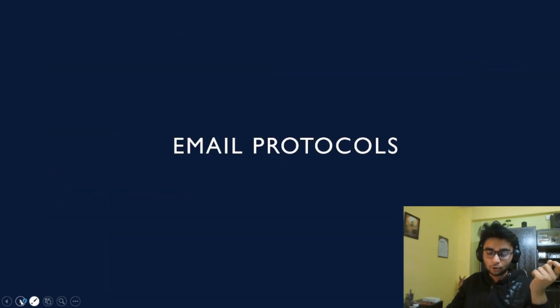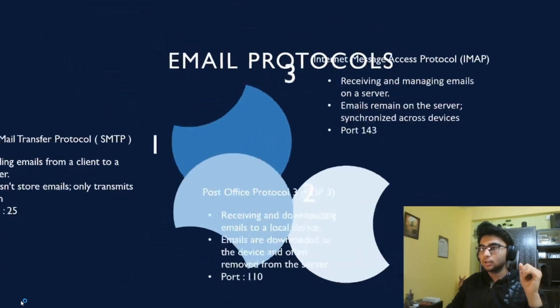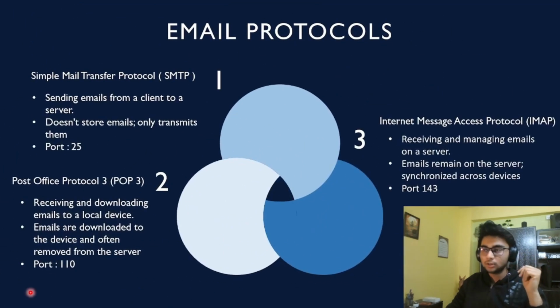Now let's talk about the email protocols, and this is one of the most important protocols of this module. So there are generally three protocols. One is SMTP, then we have POP3, and then we have IMAP. SMTP is just used for sending emails from client to server. This is very primitive and very basic, and it doesn't store the email, it only transmits it. Basically, SMTP just sends the email, that's it, and it uses port 25.